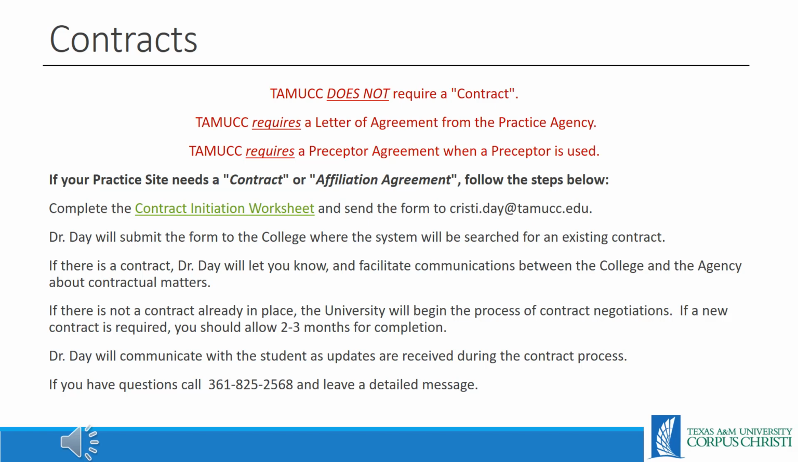If there is not already a contract in place, the university will begin the process of contract negotiations. If a new contract is required, you should allow 2 to 3 months for completion. So this should happen early in your program. I will communicate with the student as updates are received during the contract process. And if you have questions, feel free to call me on my office phone and leave a detailed message.